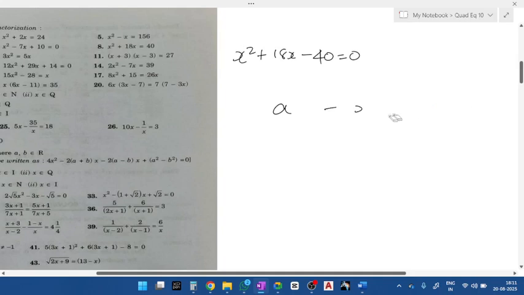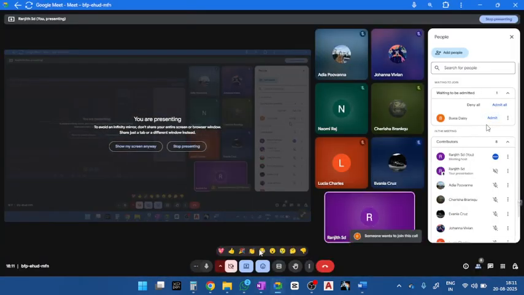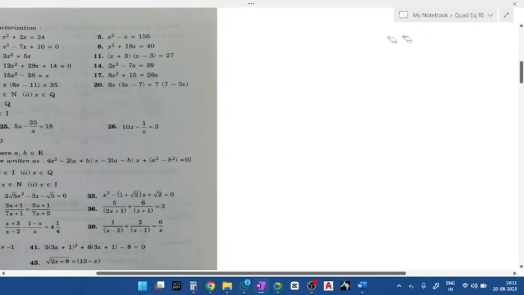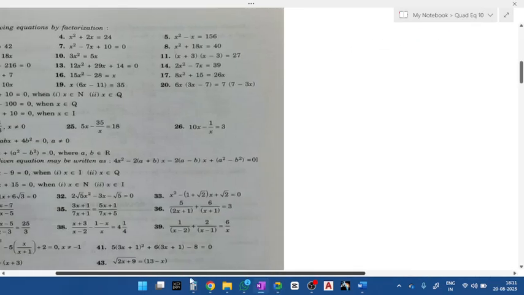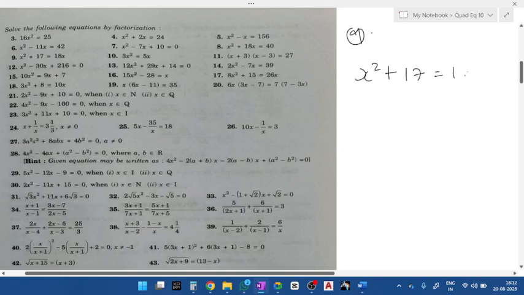Okay, I'll solve the ninth question. Look at the ninth one. Look at the ninth question. X square plus 17 is equals to 18x.